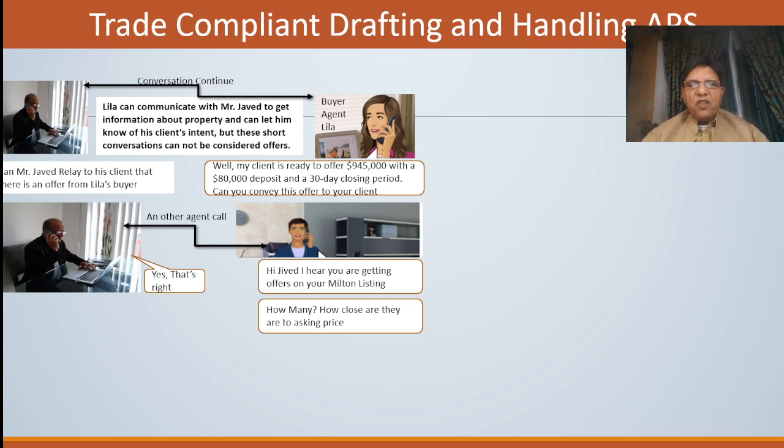The only thing which can be conveyed to the agent is the total number of offers, but only if he or she has submitted an offer. Otherwise, nothing can be conveyed to the person who is inquiring. So the simple answer Mr. Javed will give is to ask back, are you submitting an offer? If he says yes, I'm submitting, then Mr. Javed, and you as a listing agent, should say, okay, the offer date is today, or the offer date is tomorrow, so please submit your offer. That is the only information you can give them. You cannot give them any other information.